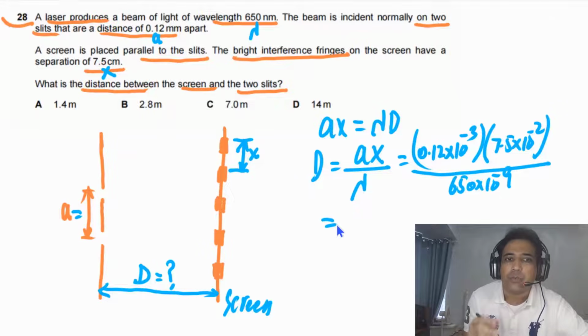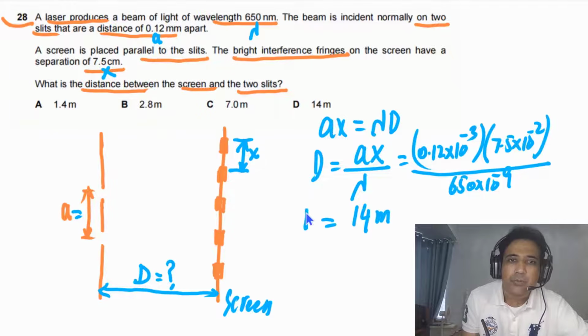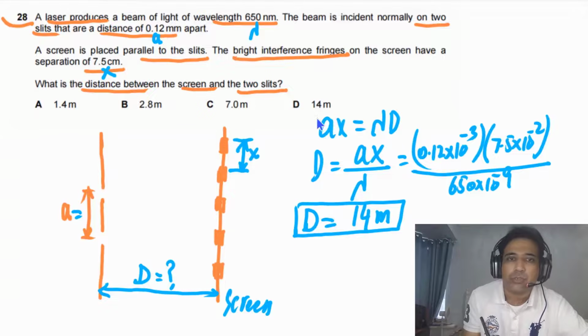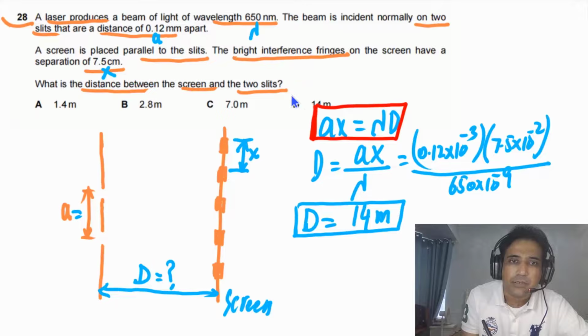Now simply we need to solve this. If we solve this, our final answer will be equal to 14 meters to 2 SF. A typical question: simply you need to use this formula and convert units. That's all. So the answer for this question is D.